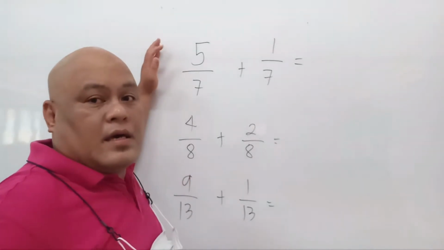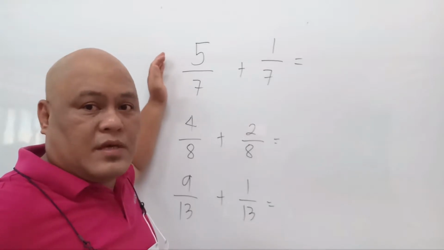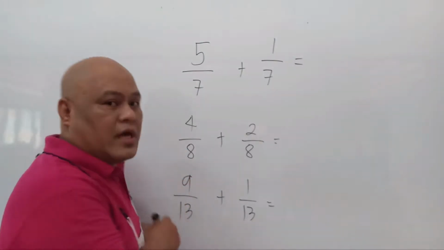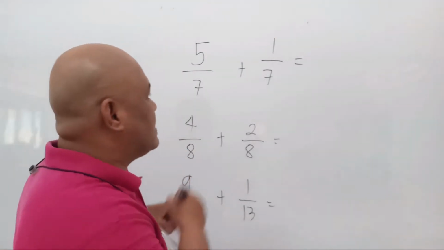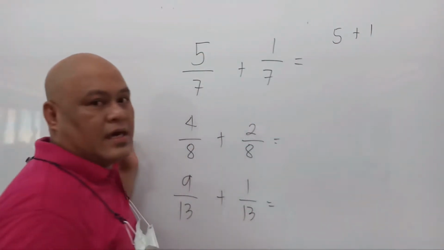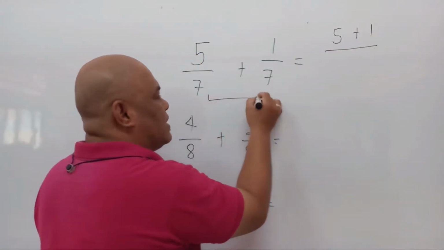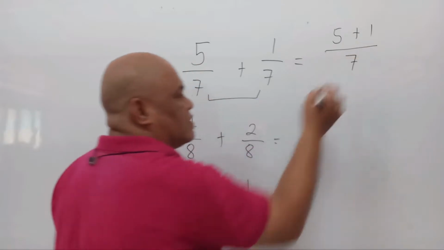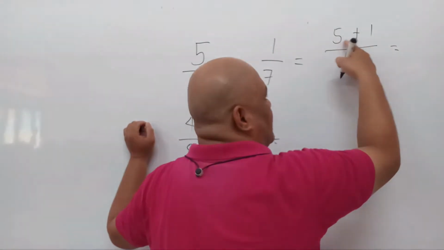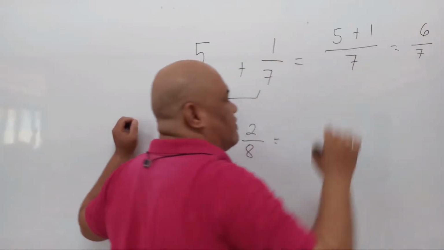Alright, in addition of fractions with the same denominator, we have to add only the numerators. It's simply like 5 plus 1, and then you have to copy the denominator. The answer is 5 plus 1 is 6 over 7.